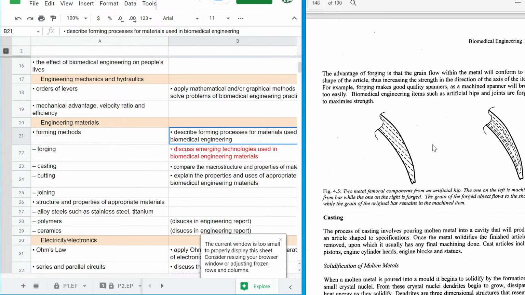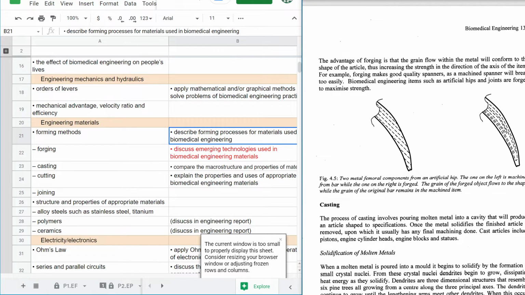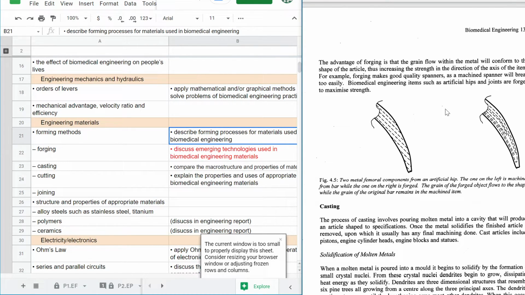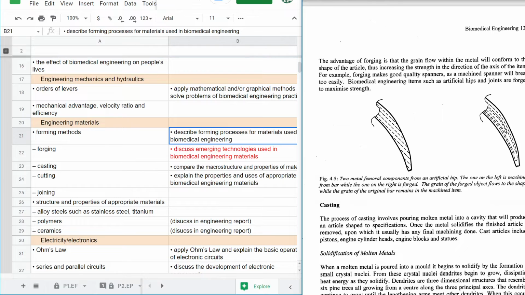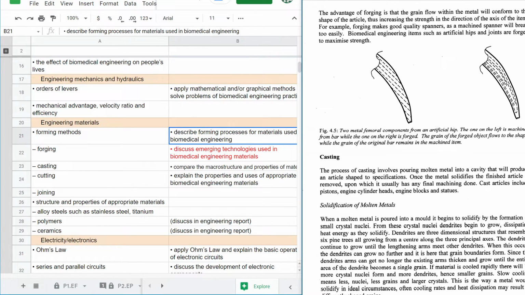Forging. At this point, we've discussed more than once, and I talked about this in some detail in our Zoom lessons last week, to make sure that students understood what was going on, that when we have a forged hip stem, we're going to have increased strength. This should be part of your engineering report. Definitely a good question for exams. I would say I put this in the exam 50% of the time.